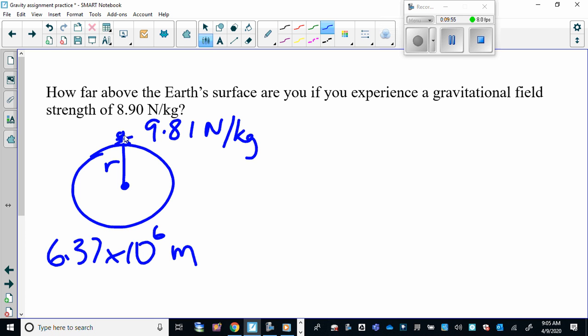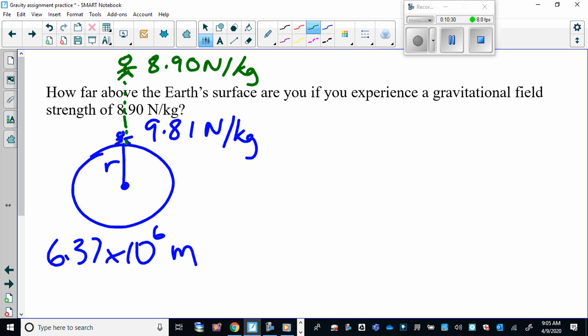So now we are going to go up into space. And here we are up in space, and we forgot to put on our astronaut suits, so we're dead. So we're just kind of floating around there, and we're experiencing a gravitational field strength of 8.9. So you say, oh, it's not that much less. How far away from the Earth's surface am I now?